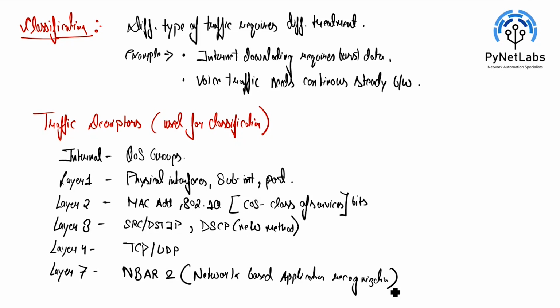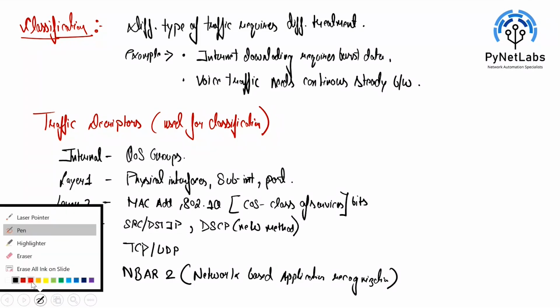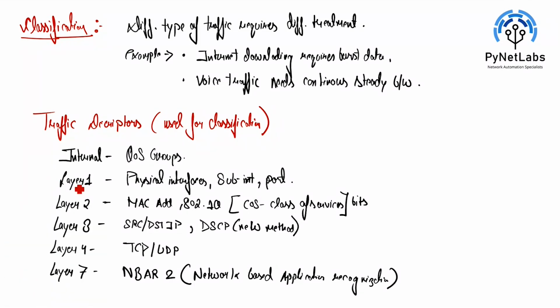Whenever we are talking about NBAR2, guys, for enterprise networks, the commonly used traffic descriptors for classification are what I'm talking about. Mostly and widely used are layer 2, layer 3, layer 4, and layer 7. These are the most commonly used traffic descriptors for enterprise networks. These are already listed here, showing which uses which term and which value specifically.